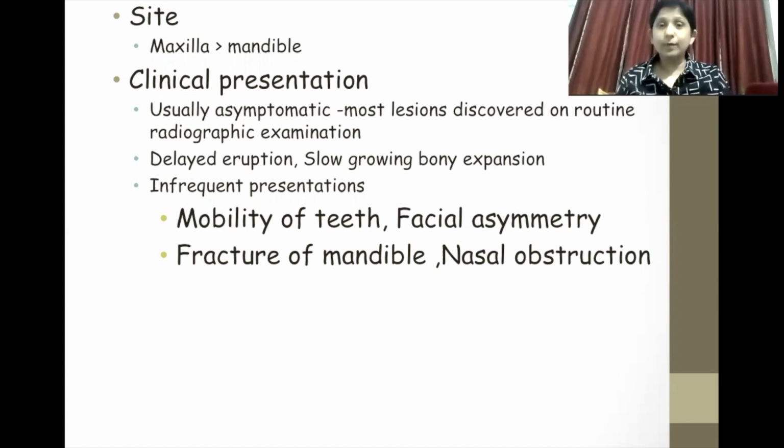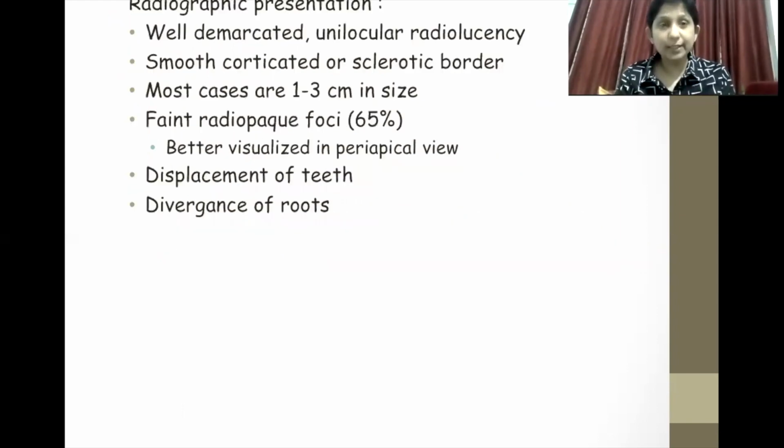So it's a benign tumor. Since it's benign, it would have a very slow growing bony expansion, but it can cause mobility of teeth sometimes and fracture of the mandible if it occurs in the mandible. If it occurs in the maxilla near the canine region, it can even cause a nasal obstruction because the canine develops very close to the nose, and if it's a tumor, it can grow into the nasal area.